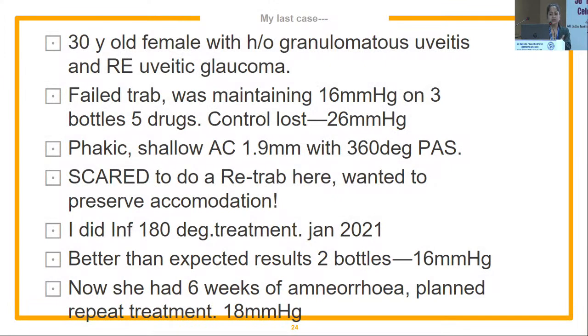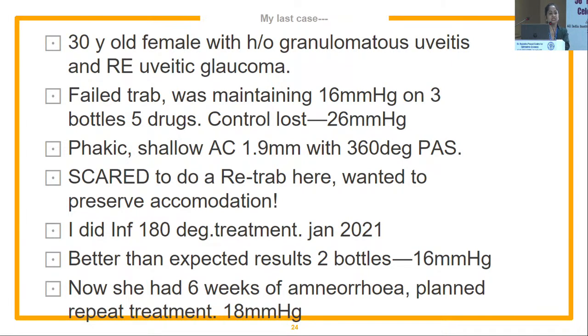Just to discuss my last case, I did it on a 30-year-old female with a history of granulomatous uveitis, right eye uveitic glaucoma, failed TRAB, maintaining 16 mm Hg on 3 bottles, 5 drugs, and losing control intermittently, going up to 26. Phakic patient, shallow AC, 360-degree pass. I was honestly scared to do TRAB, and so was the patient. So I did an inferior 180-degree treatment. I got a decent result, about 2 bottles, and the patient was maintaining 16 millimeters of mercury. This was in Jan 2021.